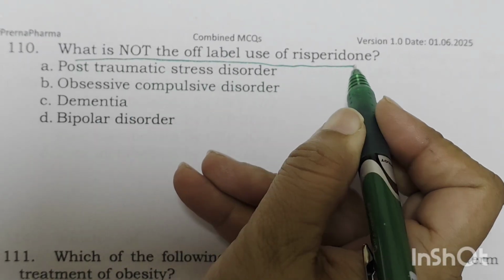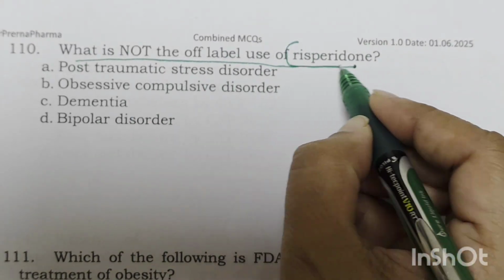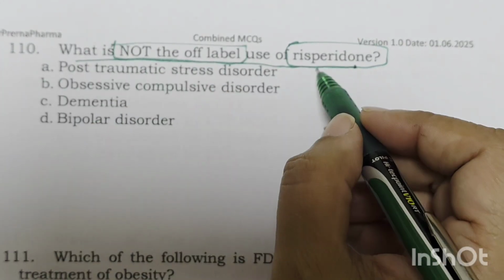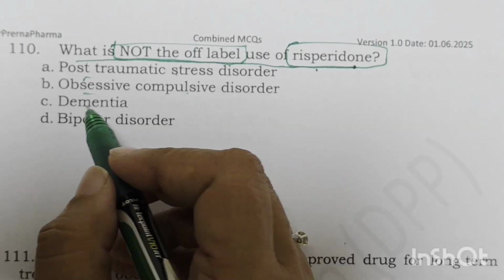What is not the off label use of risperidone? I like this question very much because it is a great question, a very confusing question. The options: post traumatic stress disorder, obsessive compulsive disorder, dementia and bipolar.